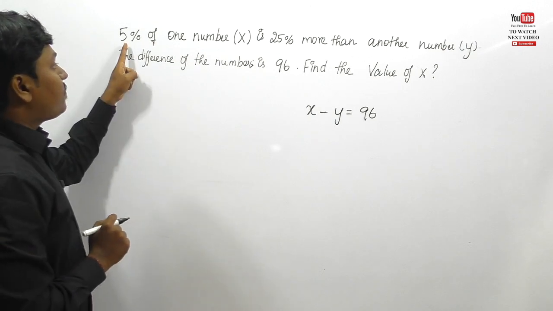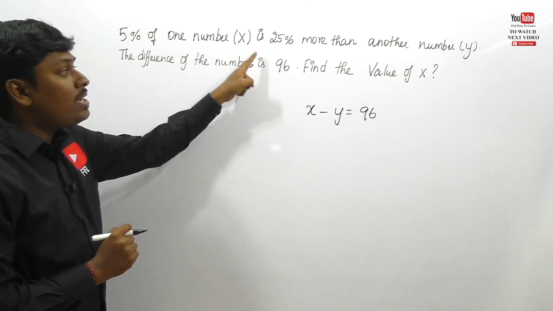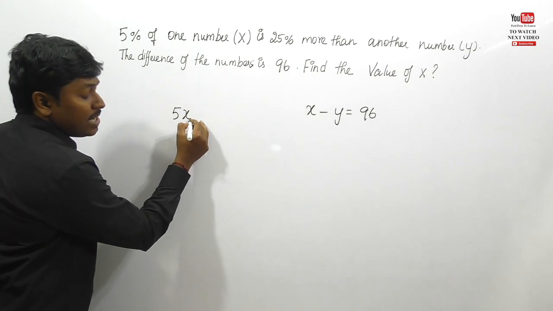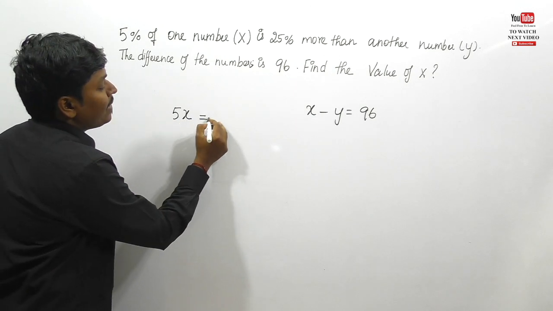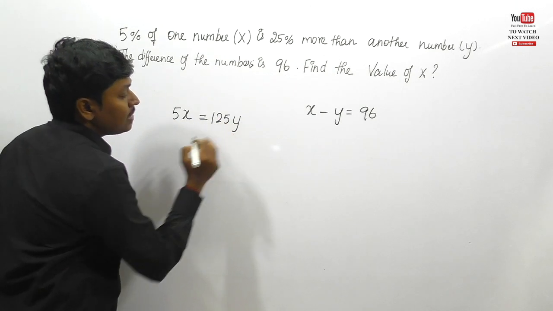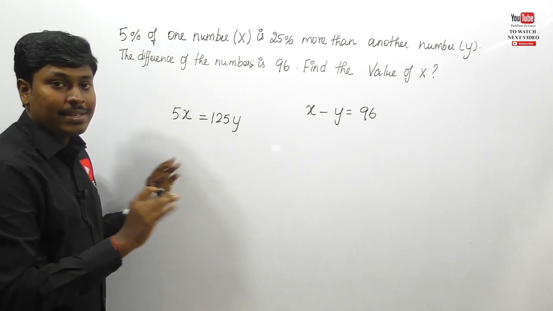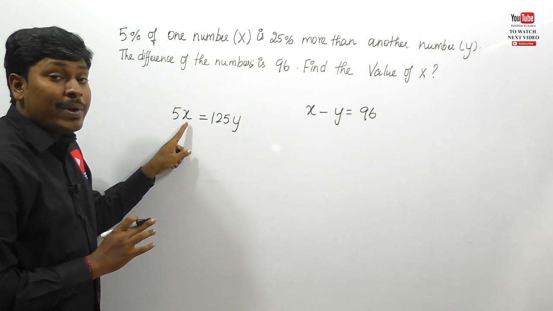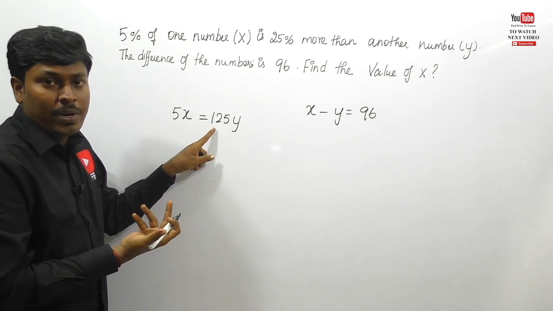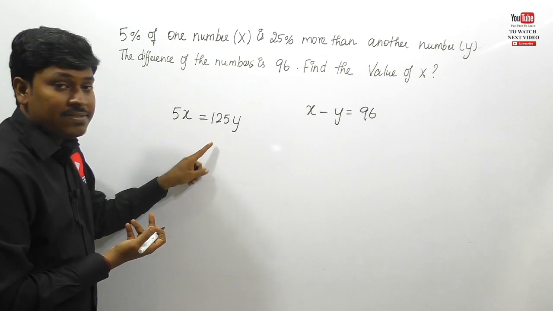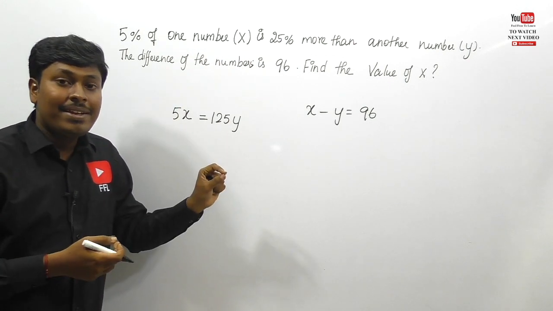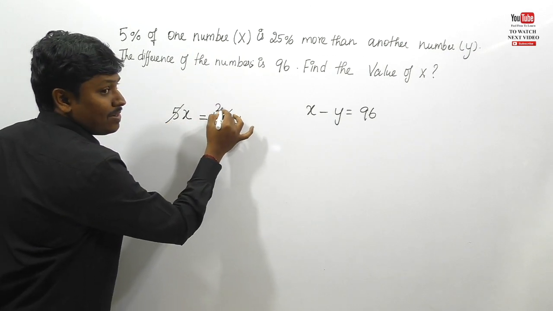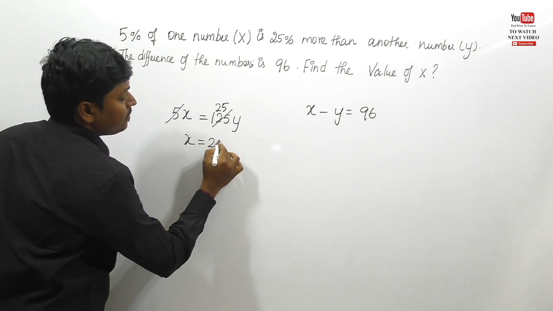Listen carefully, friends. 5% of one number x is 25% more than the other number. I can easily write this as 5% of one number, 5x, is equal to 125% of the other number. Percentage and percentage will get cancelled, right? So friends, clear on the concept, right? 5% of one number is 25% more, that's 125%. Here the percentage and percentage will cancel, so we can easily write 5x is equal to 125y. So when we cancel this, 5 2s are 10, remainder will be 25. So x is equal to 25y.